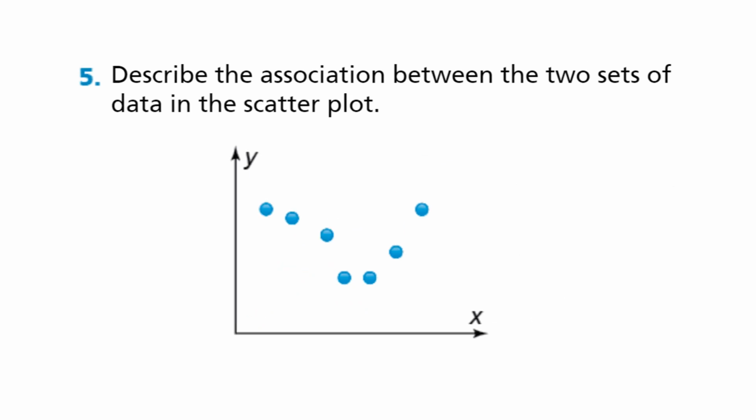Number 5, describe the association between the two sets of data in the scatter plot. So we cannot draw a trend line because if we did, it would go down and then it would go back up. So it's not positive or negative. We would describe this as a non-linear association. That is a curved trend line. It is not straight, it is non-linear. We do not classify non-linear associations as positive, negative, or none, and they are not considered strong or weak. They are just non-linear associations.